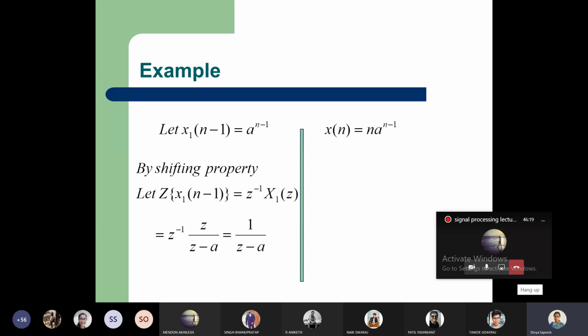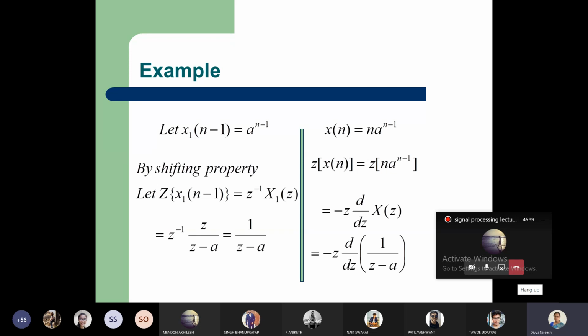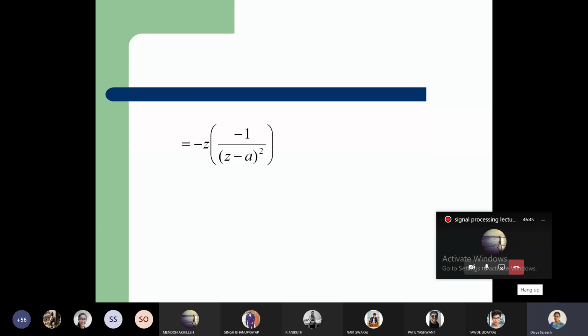Now one more term is remaining, that is n. It has to be multiplied with n. So n into a raised to n minus 1. So multiplication by n is differentiation in the z domain. So now it will be minus z into d by dz of x of z. If you differentiate x of z, which is 1 upon z minus a, you will get minus 1 upon z minus a square. So rearranging, you will get z upon z minus a square. So this is the z transform of n into a raised to n minus 1.